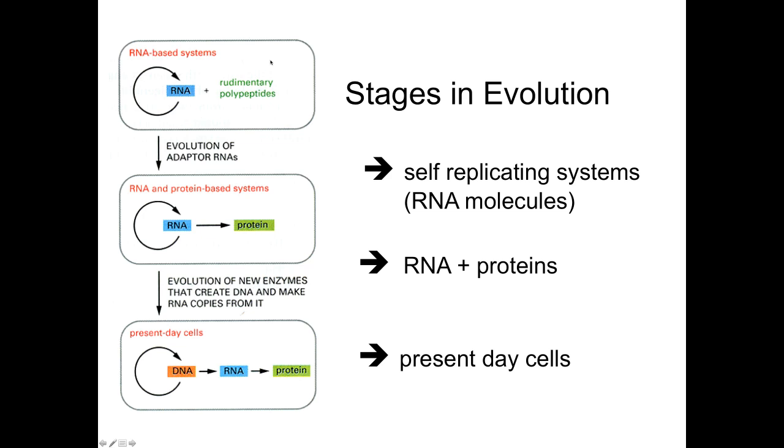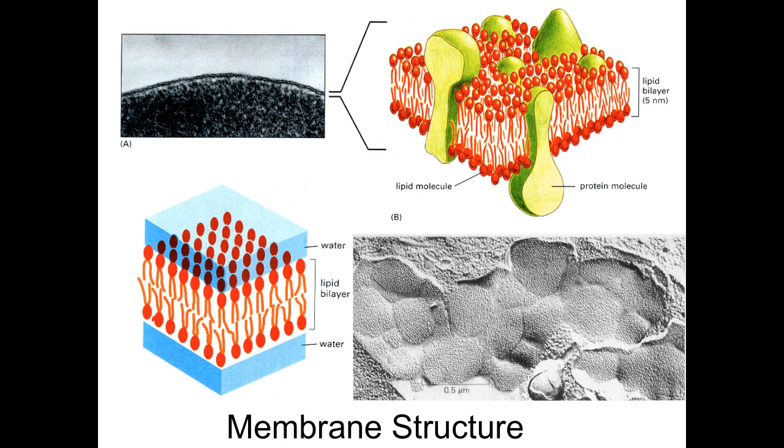But to have an efficient system where life could develop, these prebiotic things would have to be held together in close proximity. So the artist has drawn these with a membrane around them. And so clearly the origin of membranes or the development of membranes would have been critical for the origin of life. This just reminds you that cell membranes are a fluid mosaic structure.